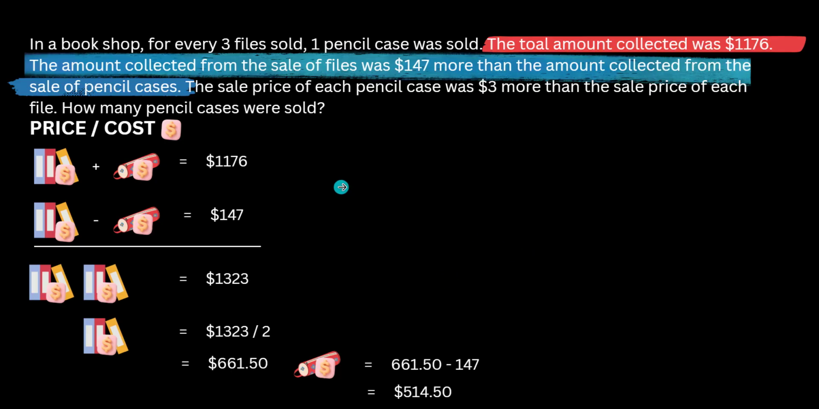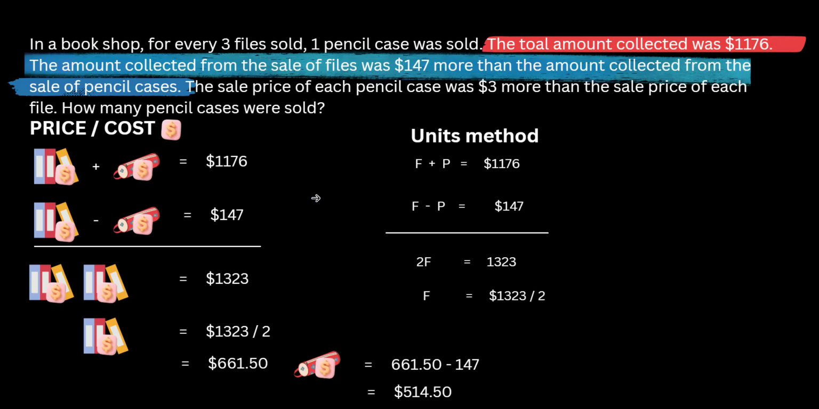So now we have seen visually how this works out, and if we were to use the units method, we would just represent the amount of money collected from selling files to be F and the amount of money collected from selling pencil cases to be P. So we'll represent that as F plus P is equal to 1176, and F minus P, that is the difference, as 147, and then treat them like equations. Add up, you have 2F here, P minus P becomes 0, and this plus this gives you 1323, and 1F is equal to this divided by 2, and then we get the answer here.